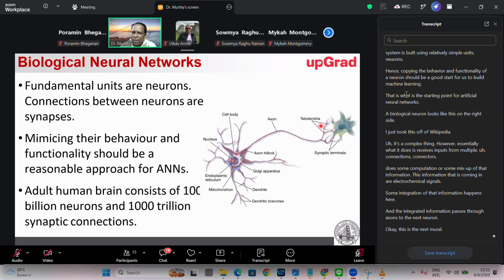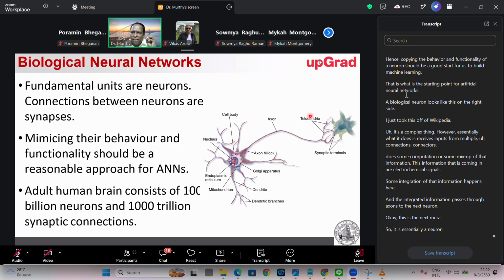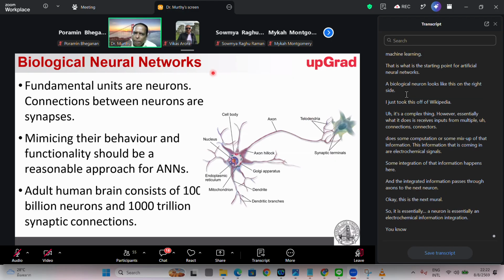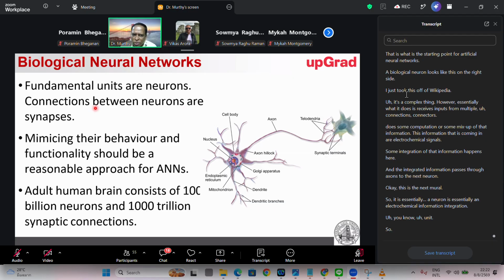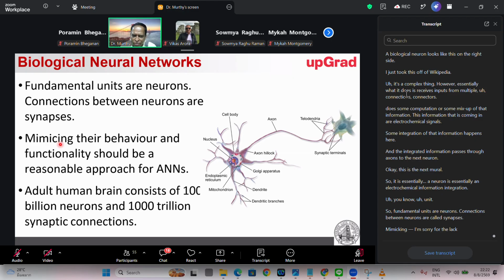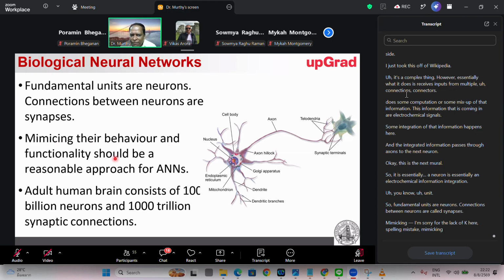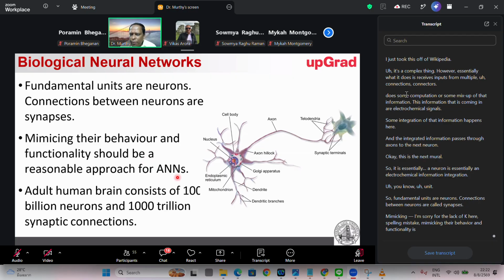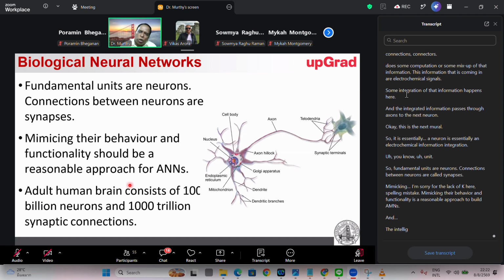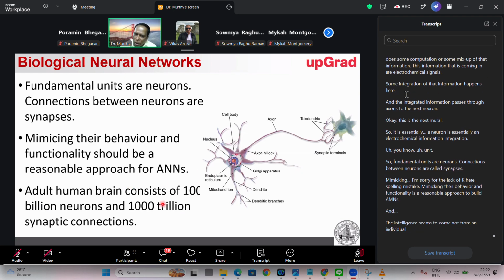So a neuron is essentially an electrochemical information integration unit. So the fundamental units are neurons. Connections between neurons are called synapses. Mimicking, I'm sorry for the lack of K here, spelling mistake. Mimicking their behavior and functionality is a reasonable approach to build ANNs. And the intelligence seems to come not from an individual neuron, but from a network of neurons.